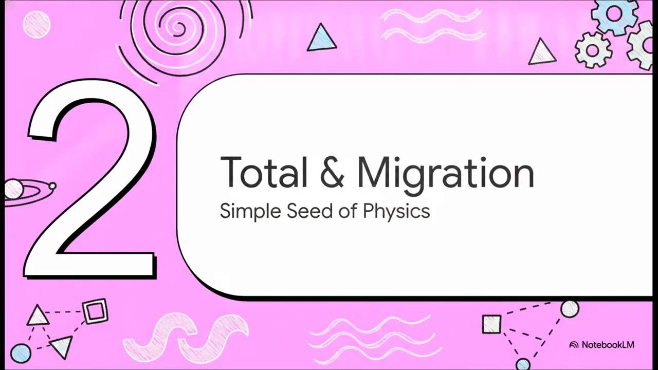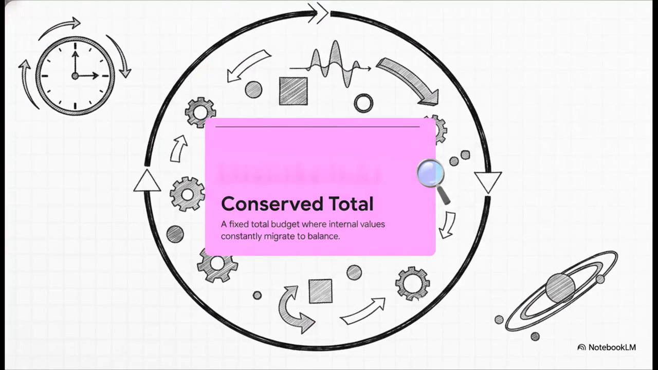Moving right along to section 2, conserved total and residual migration, the simple seed of physics. So the crucial point here for beginners is understanding these two vital concepts, conserved total and residual migration. Think of it exactly like a fixed overall budget that is never destroyed. That's the conserved total. But inside that budget, you have values that are constantly shifting and moving to balance out. That's the residual migration. Now, what's really fascinating about these definitions is that these two incredibly simple ideas completely replace the need for multiple independent fundamental laws. It all boils down to this shifting balance.